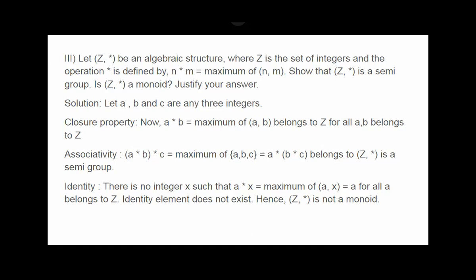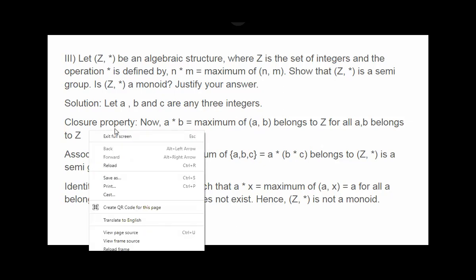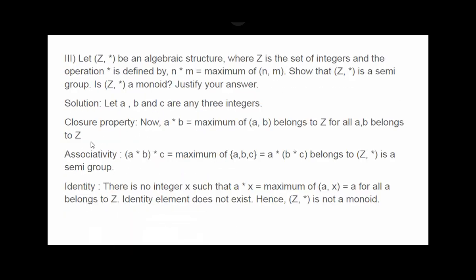For closure property, A, B, C are any three integers, then A star B is equal to the maximum of A, B, which belongs to Z for all A, B belonging to Z. Here, closure property: A star B is equal to the maximum of A, B. Whatever the maximum element will be, either A or B, that is in that set only. So closure property gets satisfied there.